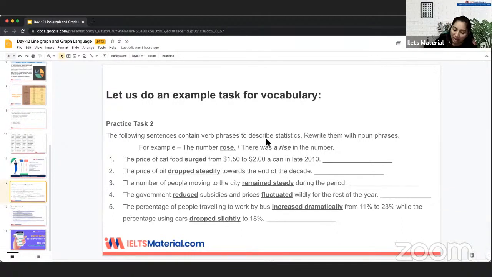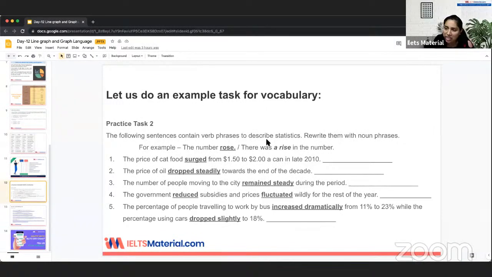I would read out the questions and make you understand. The price of cat food surged from $1.50 to $2.00 a can in late 2010. What is the meaning of a can? They're talking about aluminum cans, it's not the modal verb. They are talking about the increase in price related to one food can, in the year 2010.